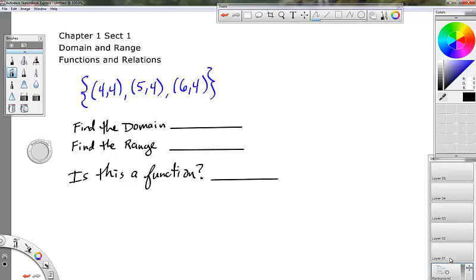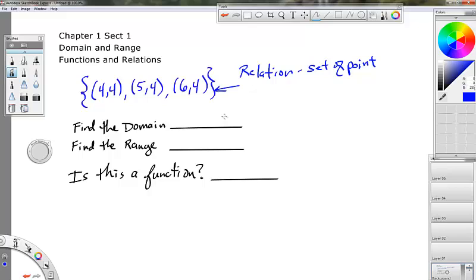Pre-calculus students, we are talking Chapter 1, Section 1, domain and range right now. Now, I've got another word that we didn't talk about on this, and it is called a relation. A relation is simply a set of points. Call them ordered pairs, whatever, but it's a set of points. This is clearly a relation. Now, whether or not it's a function is something entirely different.